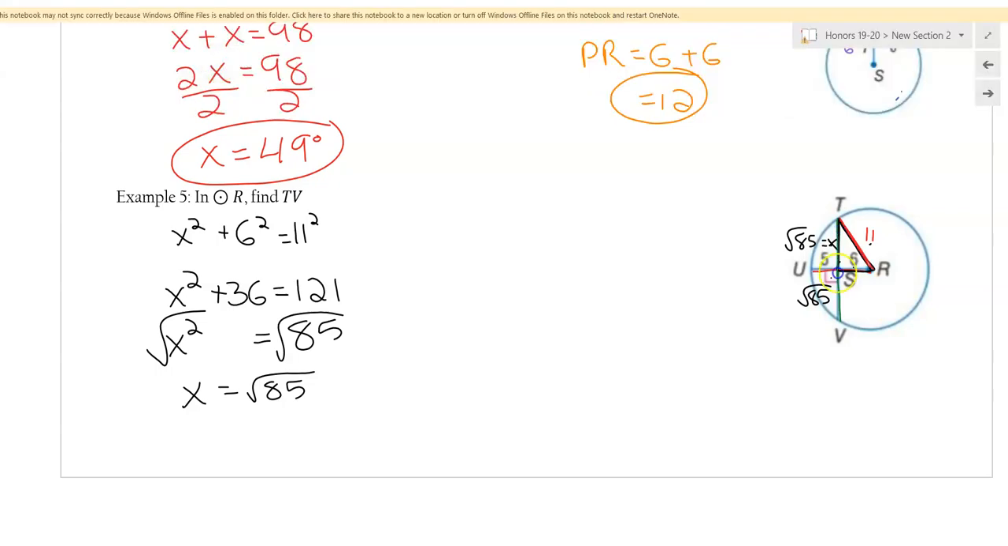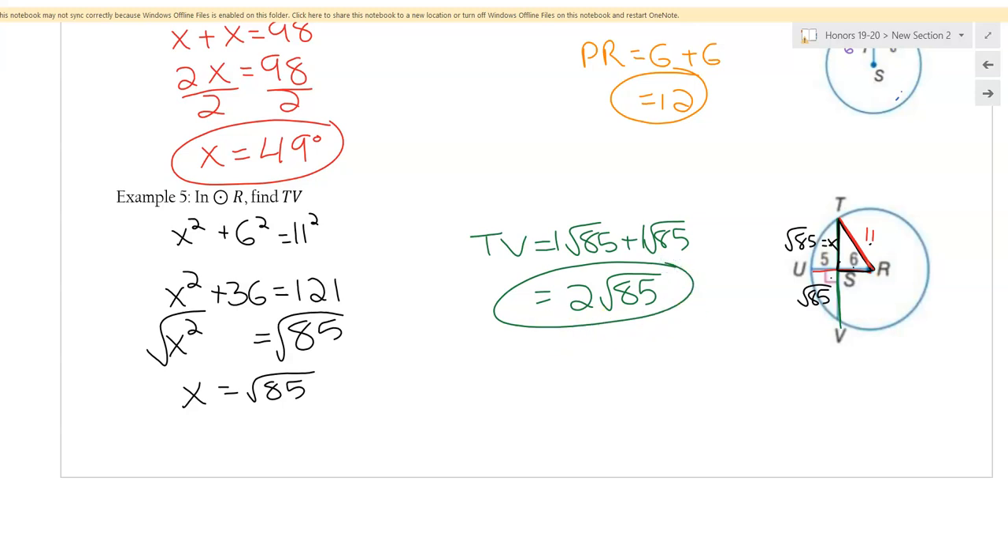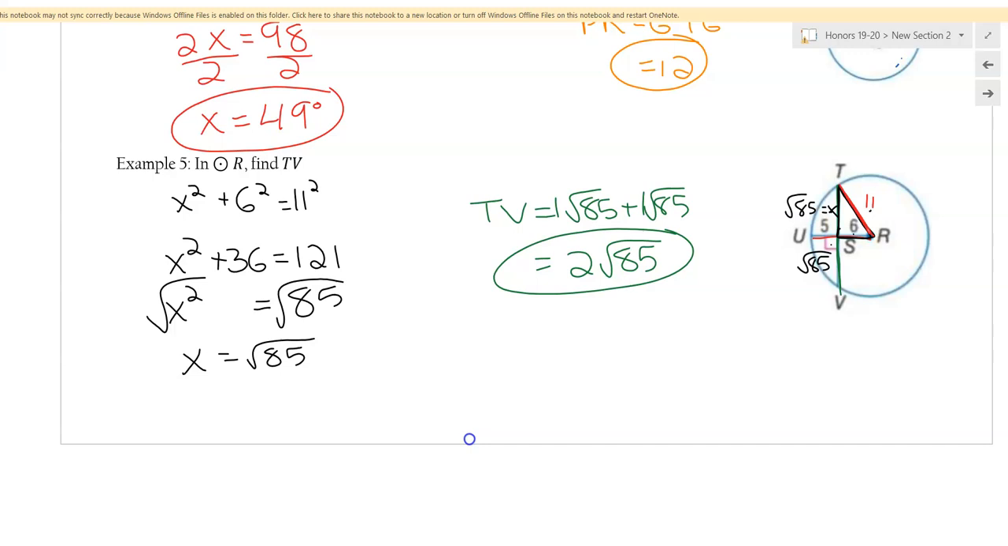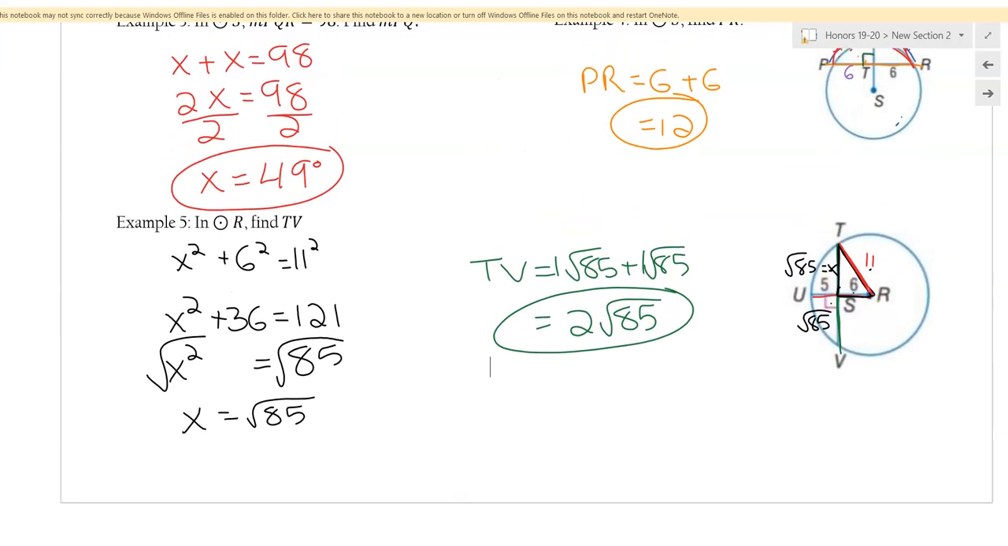So that means this whole TV is the square root of 85 plus the square root of 85. Well, 1 square root of 85 plus 1 square root of 85 is 2 square root of 85. I think I want to leave everything in simplified radical form. Alright, that's it for that theorem.